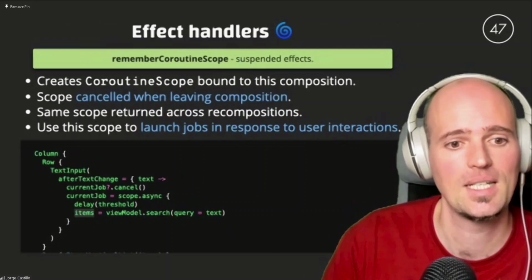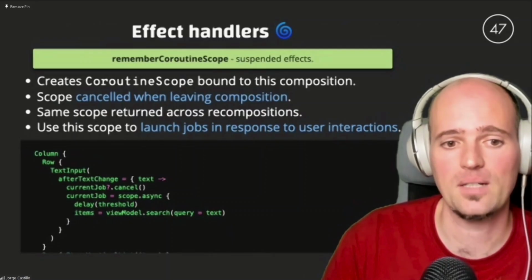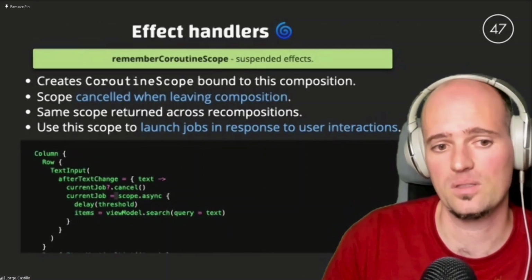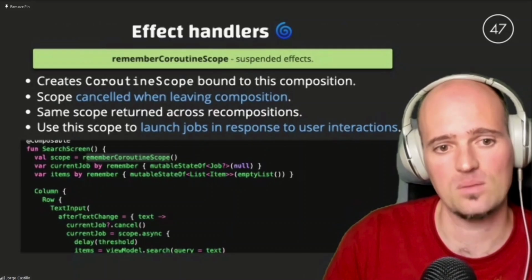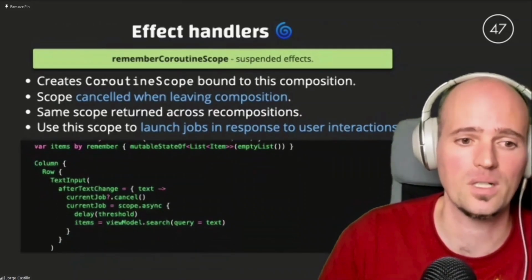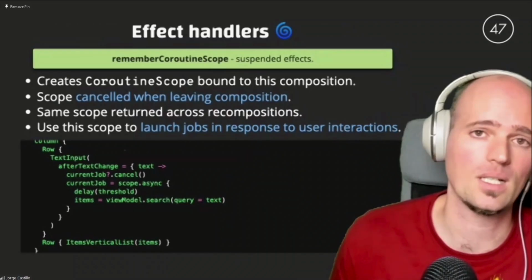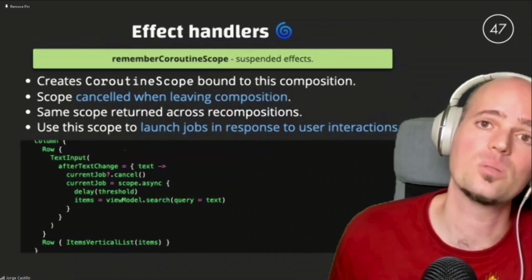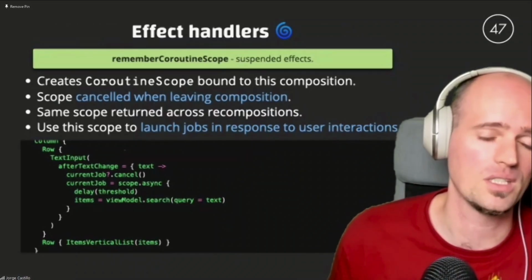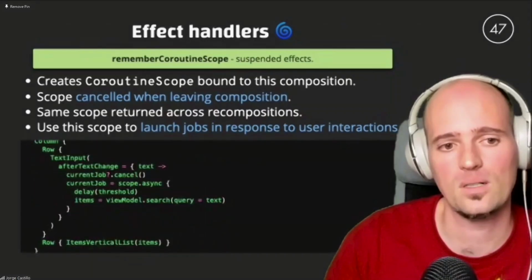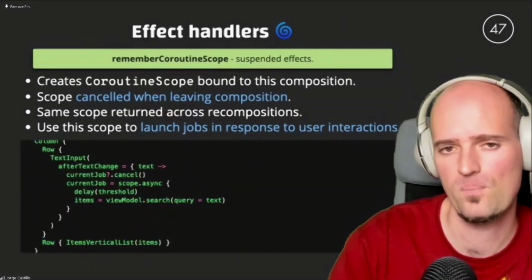So in that sense, the important point here is that every time we create a new job, we are using the same scope that we have obtained with the remember coroutine scope. So whenever the composable is finally going to leave the screen, it will cancel the scope and cancel all the potential ongoing jobs there, right? So you are making sure that you don't leak anything.